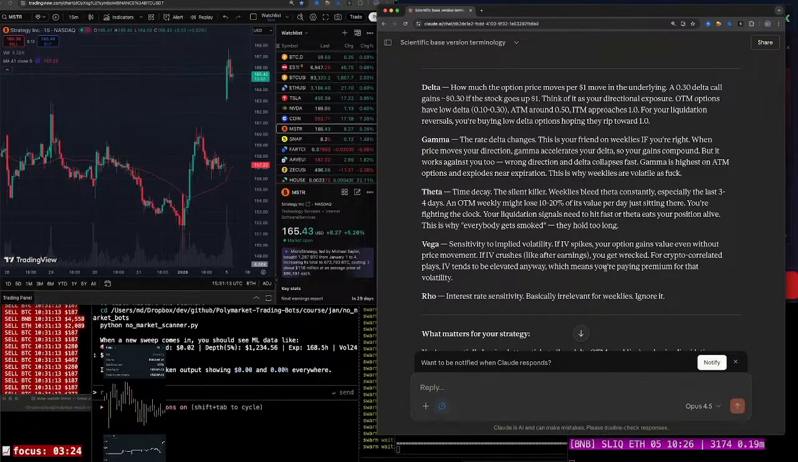If IV spikes, your option gains value even without price movement. If IV crushes, like after earnings, you get wrecked. For crypto correlated plays, IV tends to be elevated anyway, which means you're paying premium for that volatility.